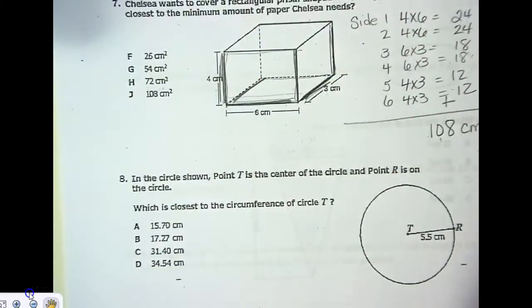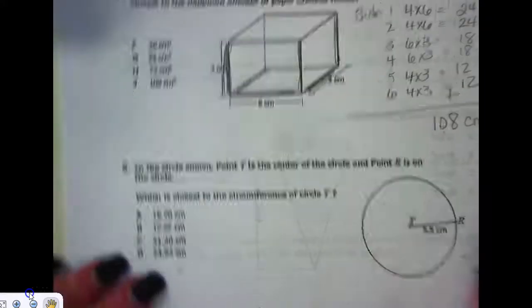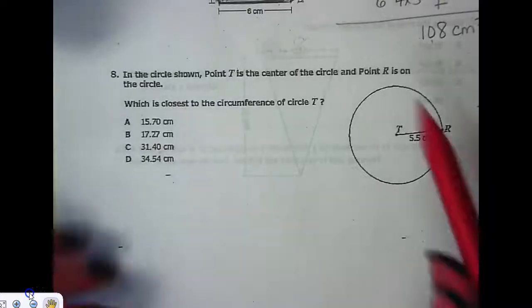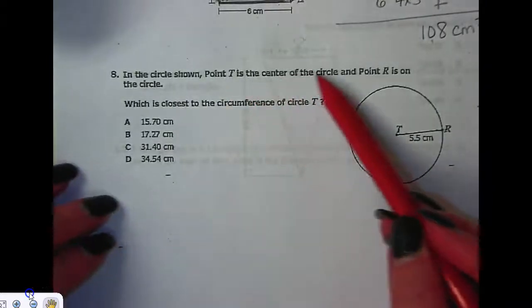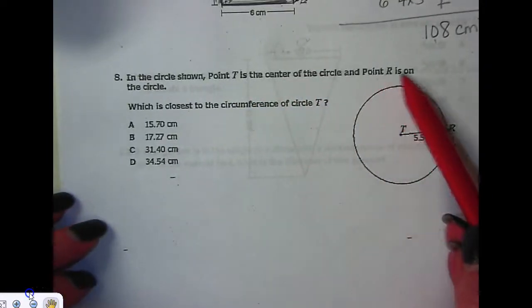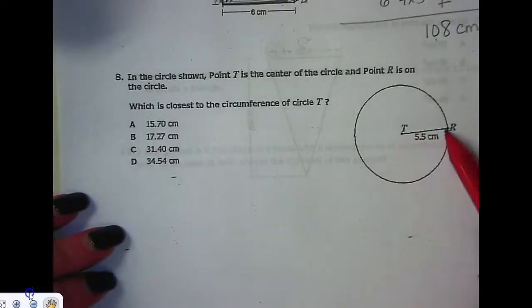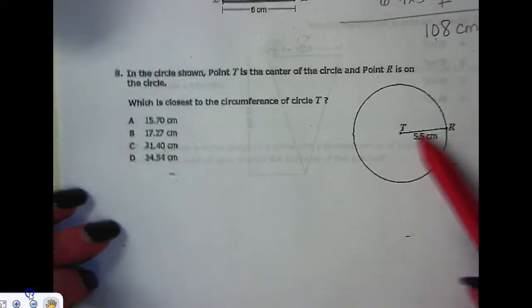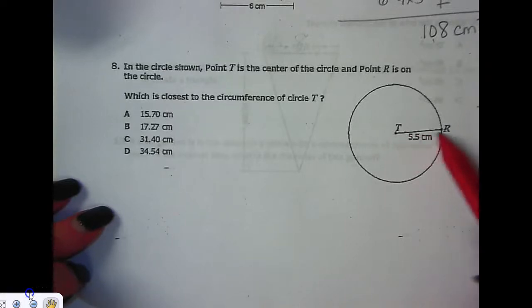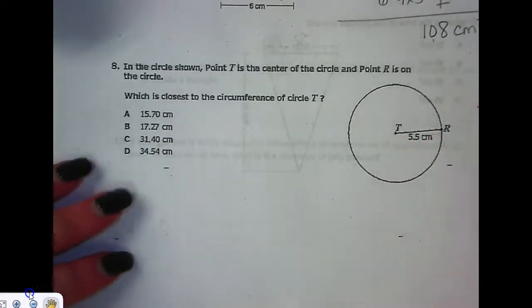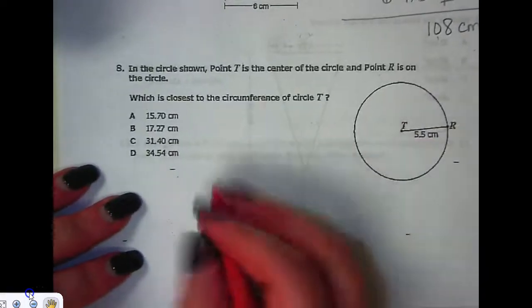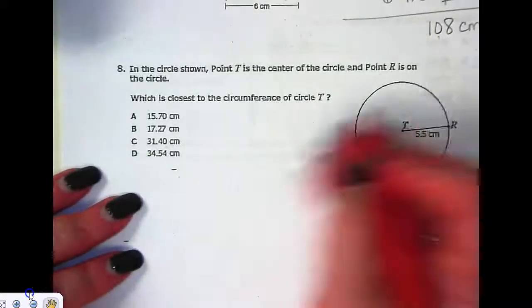Questions about number 7? No? Okay. 8. In the circle shown, point T is the center of the circle. Point R is on the circle. So what are we seeing right here? What is this called? That's the radius. We see the radius. Which is closest to the circumference?